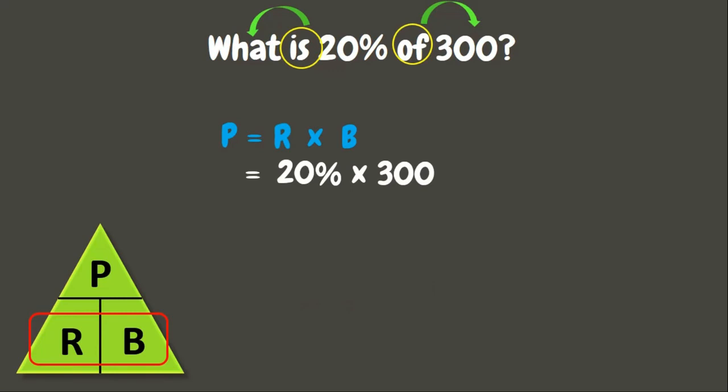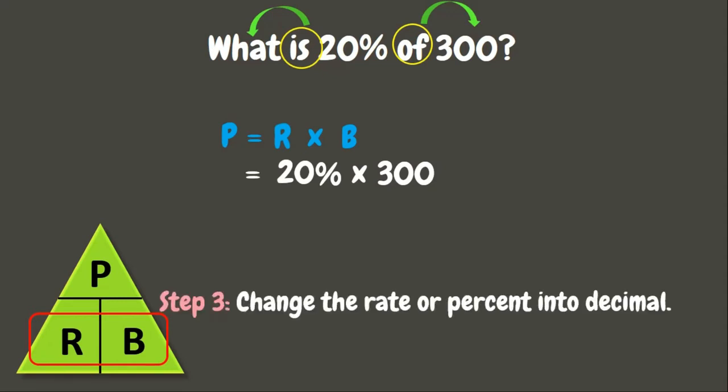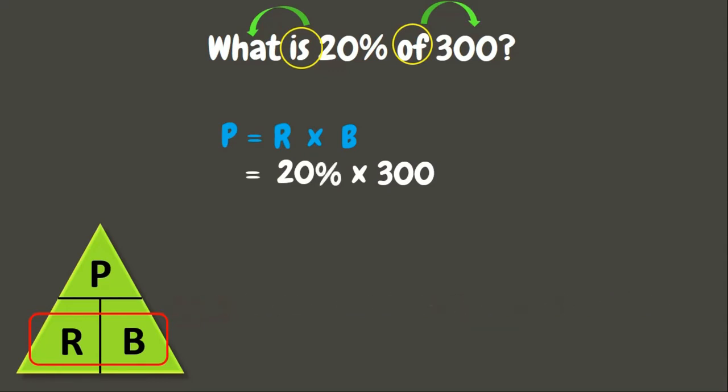The next step is to convert or change the rate or the percent into decimal. To change the percent into decimal, let's change the percent sign into a decimal point. There you go. Now, let us move the decimal point 2 times to the left. 1, 2. There you go. Now 20% is now 0.20. Now you are ready to multiply.